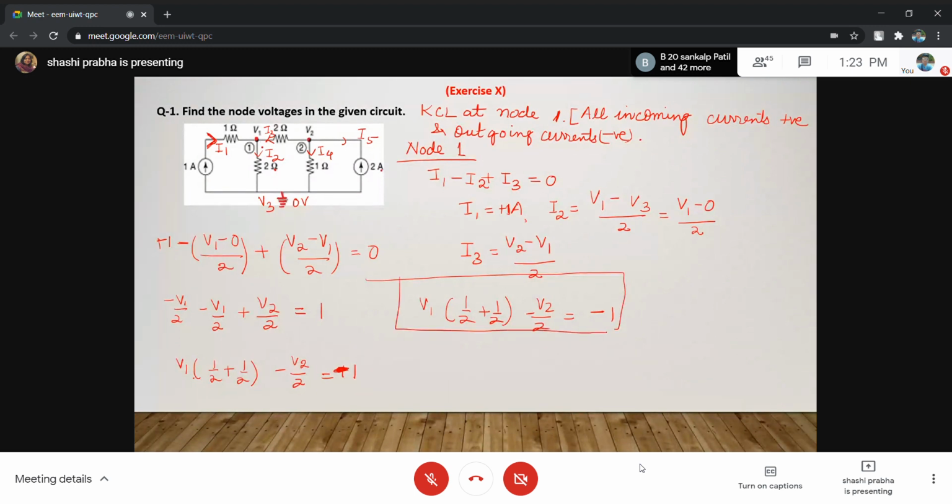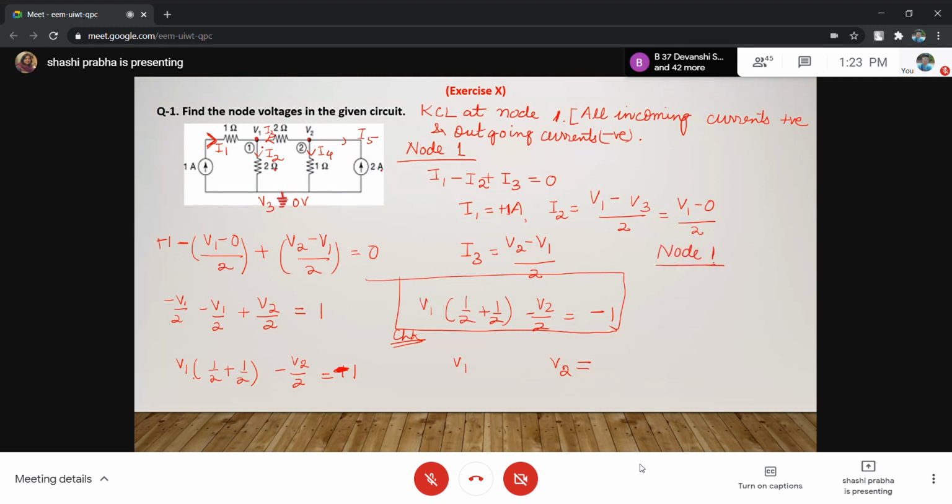I will tell you how to check it. How to check? How many voltages are there? 2, no? So you will write V1 and V2, like you were writing current I1 and I2. So here you will write voltages V1 and V2. Fine, okay. Now you are writing the equation for node 1.